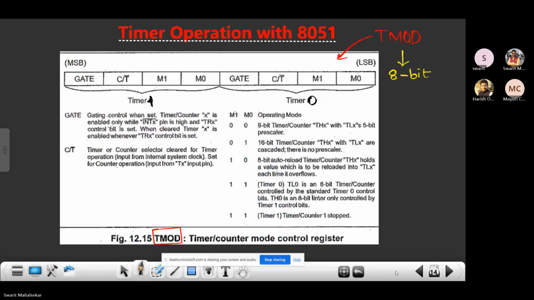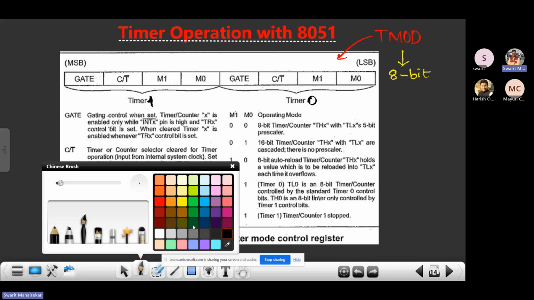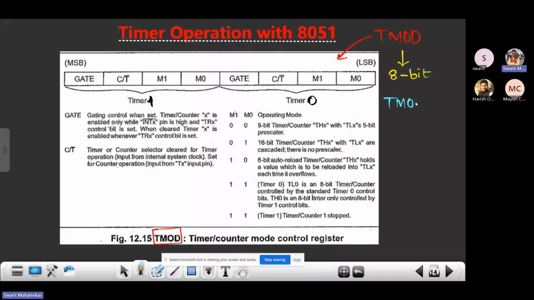So this TMOD register controls T0 and T1, which are the timers available in 8051. Again, I will repeat. The TMOD register is an 8-bit register, so it can store 8 different values. On top of that, it controls T0 and T1, the two timers available inside the 8051 controller, as you can clearly see over here, T1 and T0.